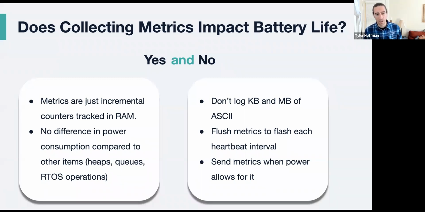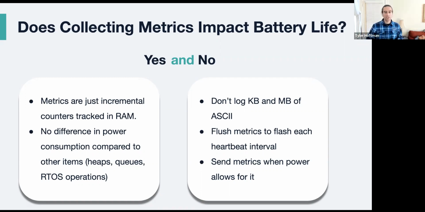Some don'ts of collecting metrics are: don't log kilobytes and kilobytes and megabytes of data. If you do that, you'll have to eventually send that data or compute through it, and then the CPU will be on more and more, and that will consume battery life.